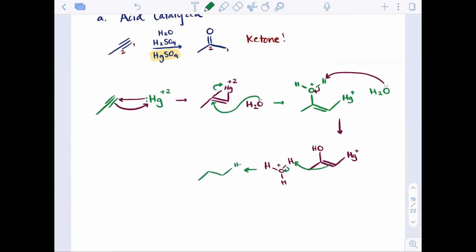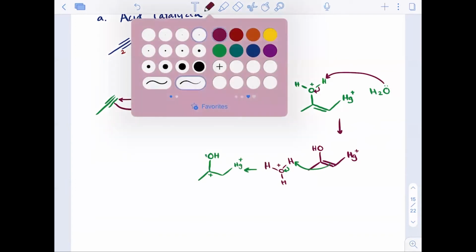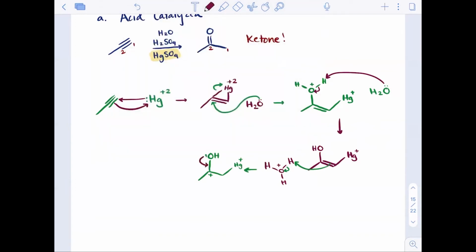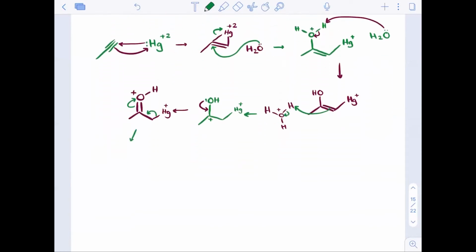The more substituted and more stable carbocation is going to be the one next to the alcohol. Why? Because of resonance. And that's what we see in this next step. Resonance occurs to form a double bond between the oxygen and the carbon. And then finally, mercury will leave as the +2 cation it started with. And we form an intermediate that's an alkene and an alcohol.